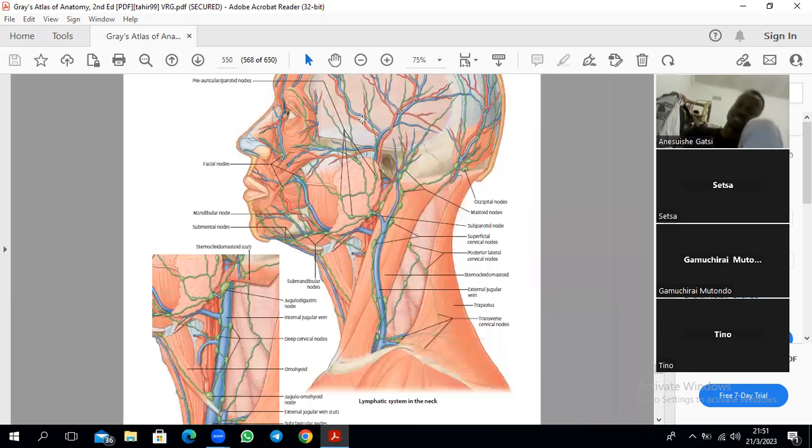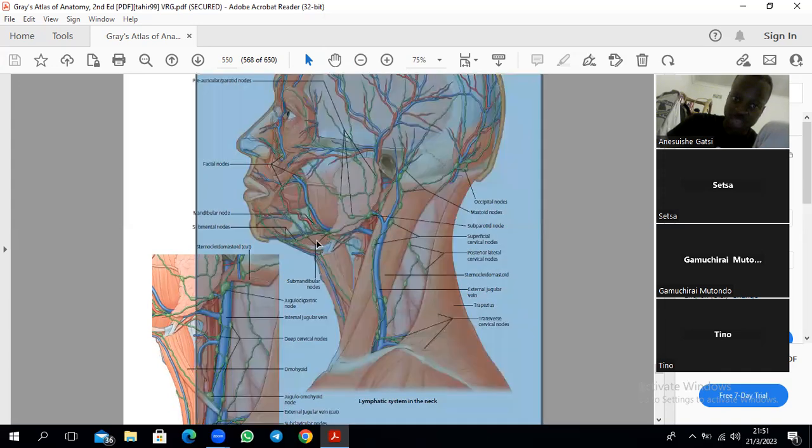So here's a very easy way to remember. The lymph nodes, most of them are situated at the junction of the head and the neck, meaning somewhere here. And they form something that we call a cervical collar. It's like a collar in your neck. They're forming a collar of lymph nodes that surround the junction of your head and the neck.